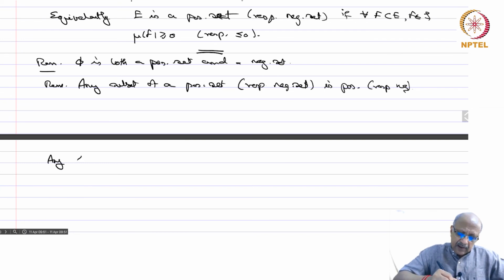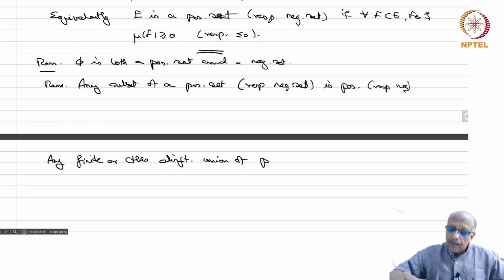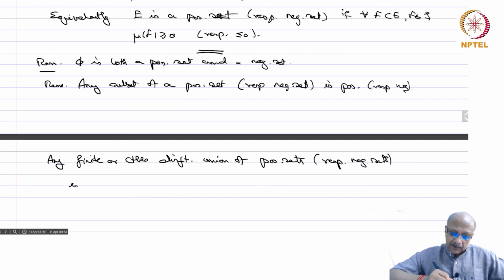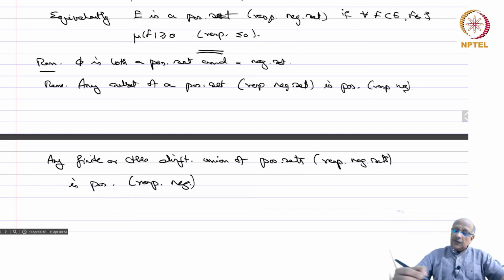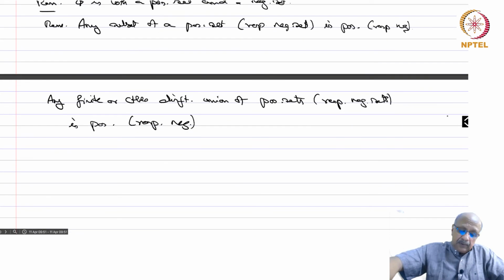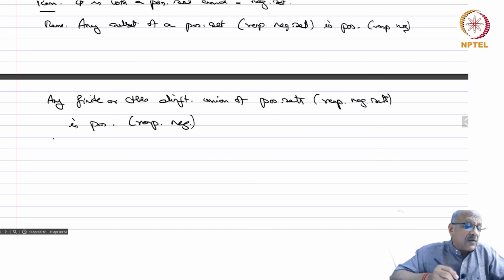Any finite or countable disjoint union of positive sets, respectively negative sets, is positive, respectively negative, because if you take any subset of it, its intersection with each one of them is going to have positive measure or negative measure depending on what the set is, and therefore it will be positive or negative since all the terms of the series are of the same sign.